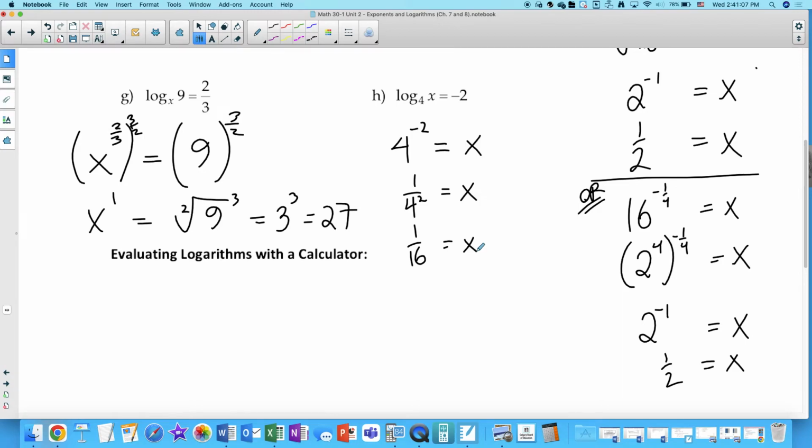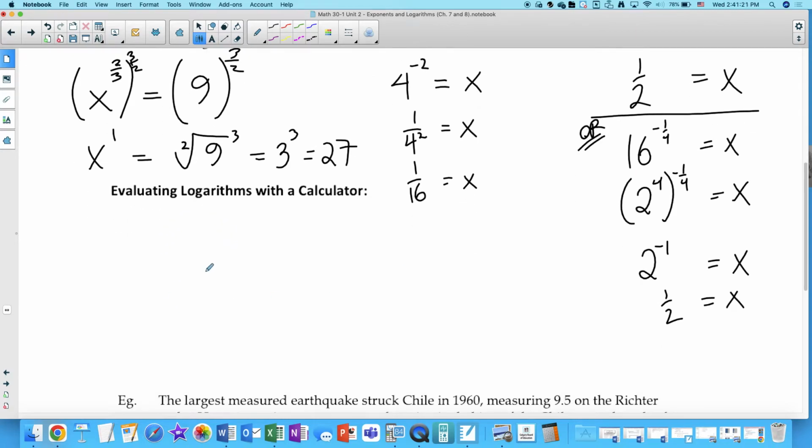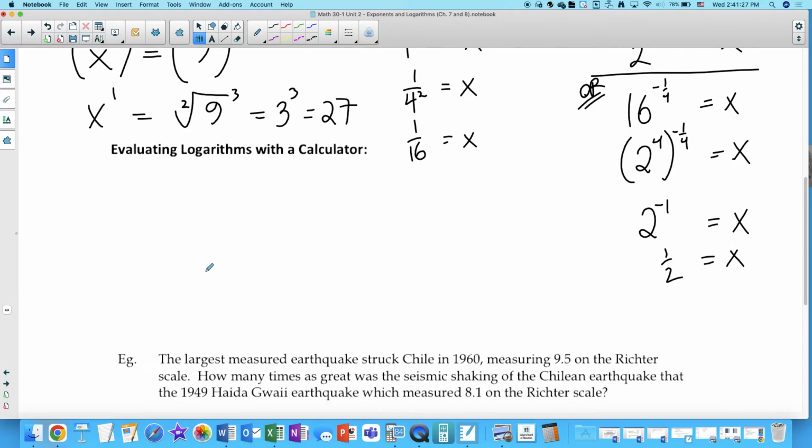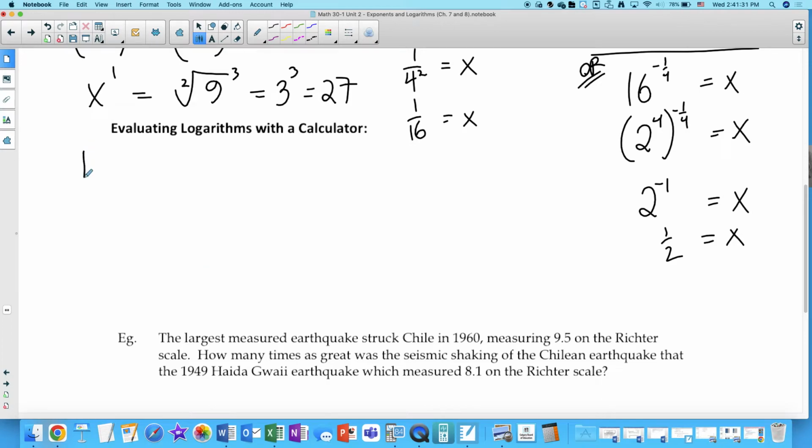So evaluating these things with a calculator. You only have 2 bases on your calculator: base 10 and base e. So let's say, for example, I had something like log base 2 of 11. Can I do that algebraically? I'm asking 2 to the what equals 11. Is there a number that I can figure out? Can I write 11 using base 2? No. So this is going to be irrational.